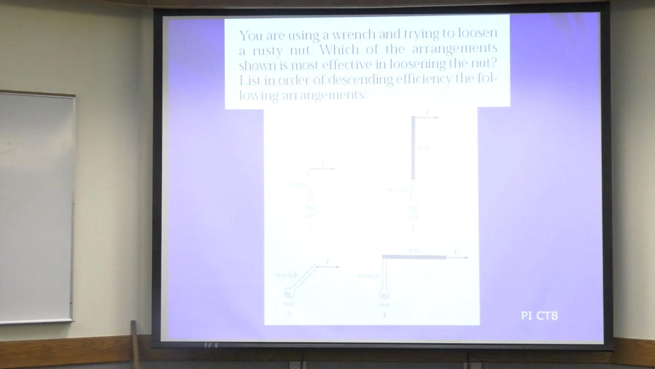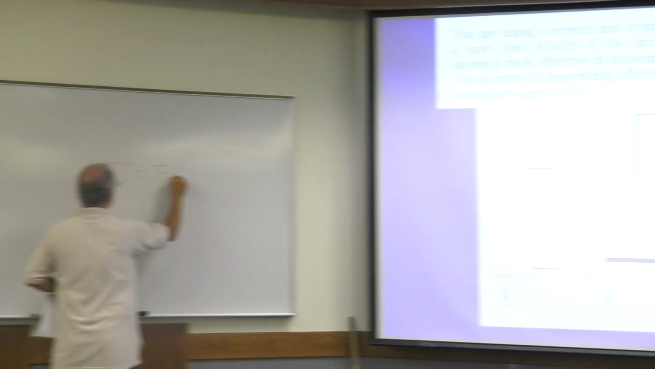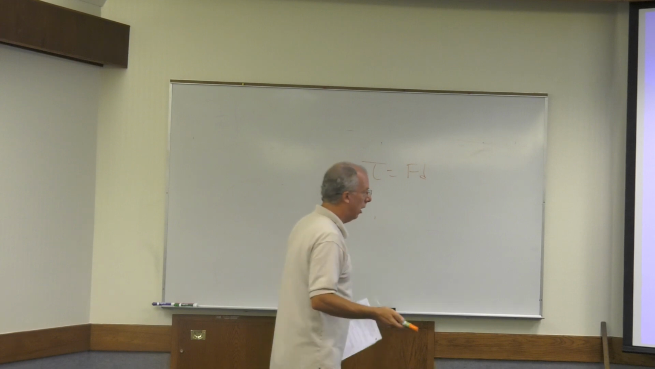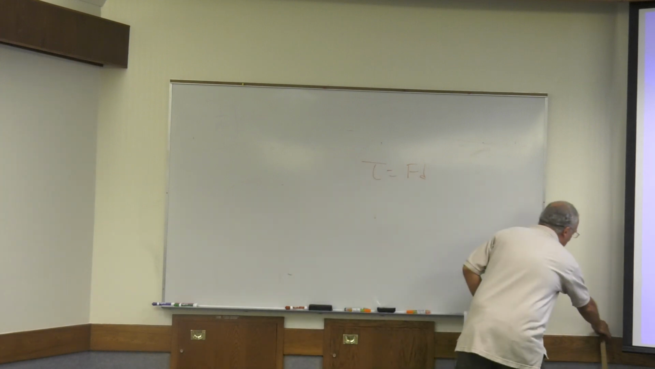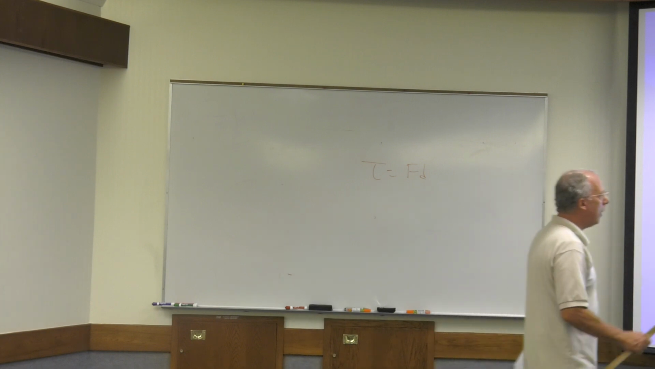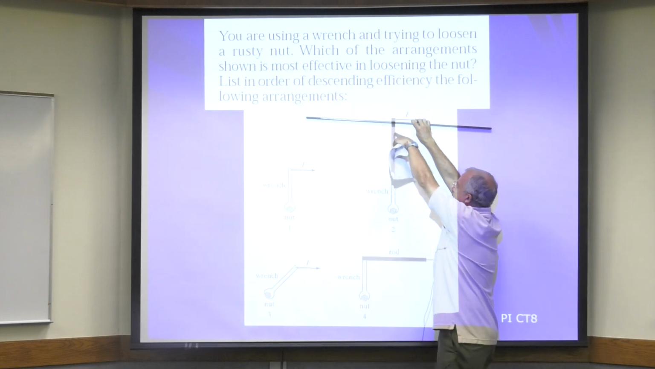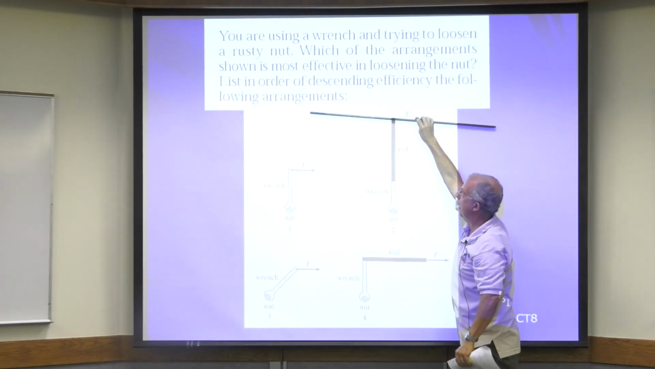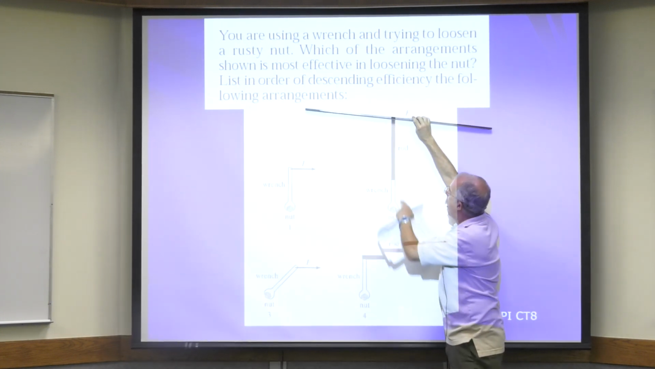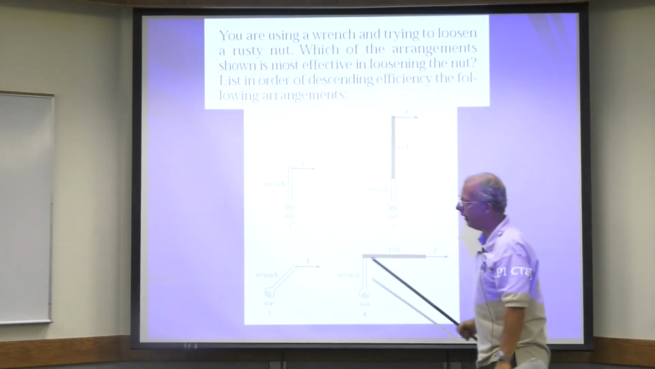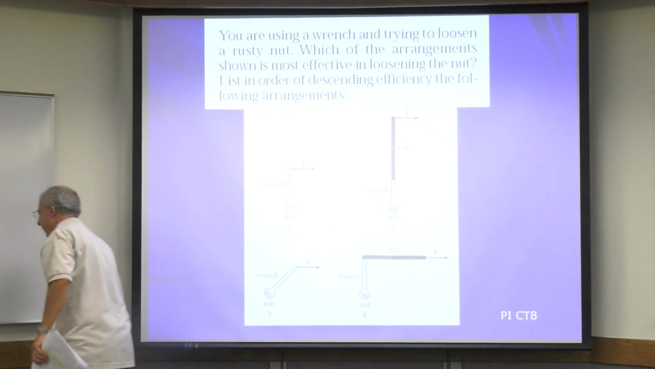Okay, so remember, torque is force times lever arm. Now the forces are all the same, so this question is really about lever arm. Which one has the longest lever arm? Look at this one. That's the force line, so this is the lever arm, because it's the perpendicular distance. Lever arm is the perpendicular distance from the force line to the axis. So number 2 is obviously the best. That's going to be the most effective.